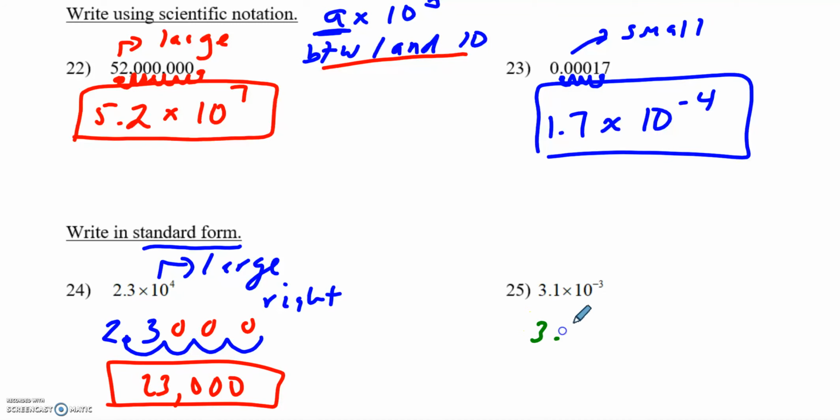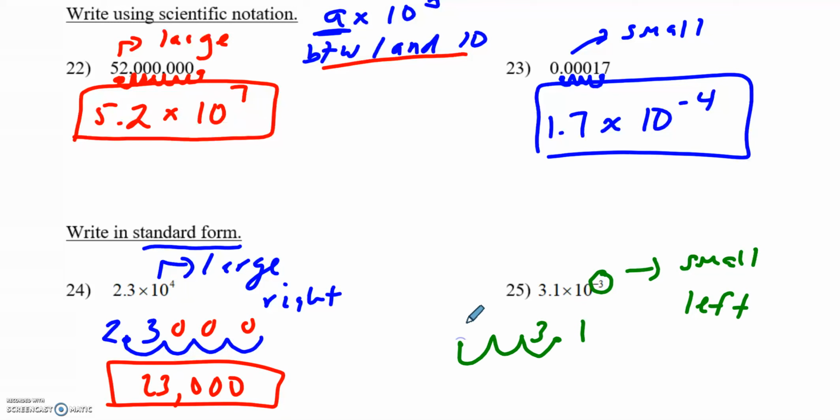Number 25, if my original number is 3.1 and it's to the negative third, that means that my number was originally small. So to make it true, I would have to move my decimal point to the left. So I would go over 1, 2, 3 positions, put zeros in as placeholders, so my number in standard form would be 0.0031.